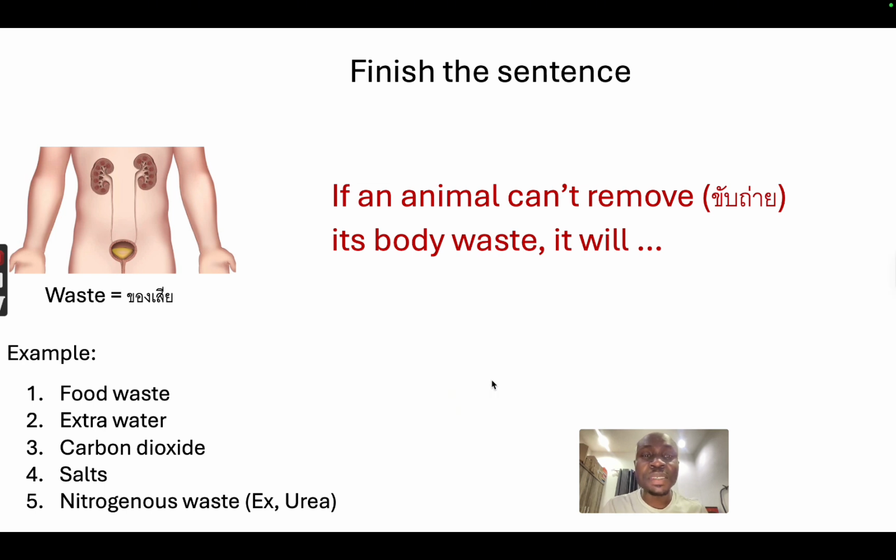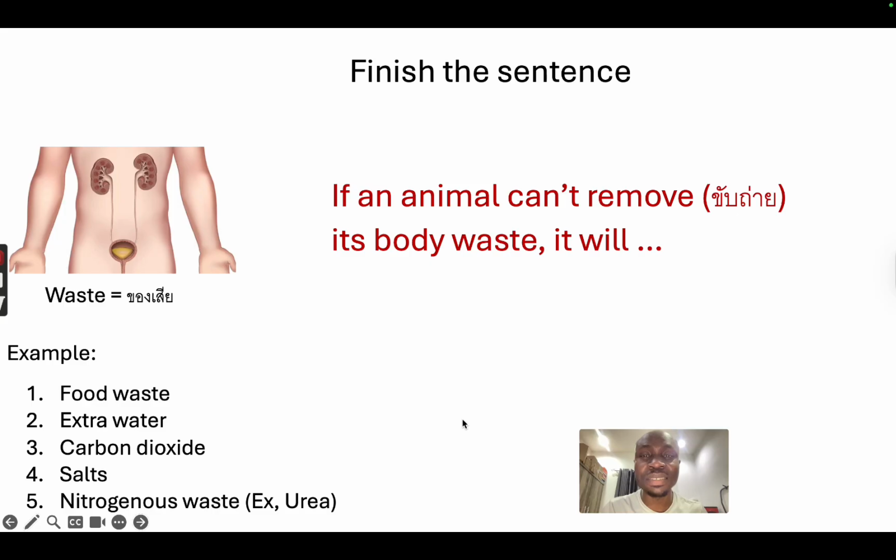If an animal cannot remove this waste from the body, what do you think will happen? The animal can get sick and die. So animals have to remove this waste. Today we're going to look at how animals remove different kinds of waste, especially nitrogenous waste.